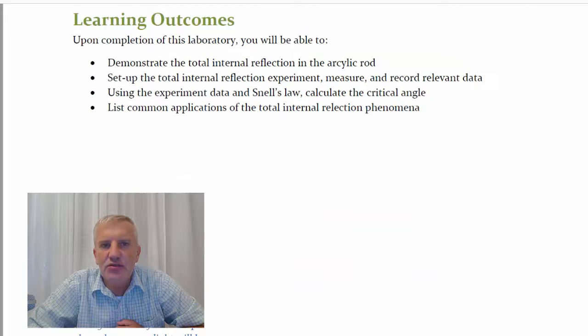So the goal of this lab is to observe the total internal reflection in an acrylic rod. We are going to use an acrylic rod, which is our expanded imitation of the optical fiber. We are going to demonstrate the total internal reflection effect in the acrylic rod. We are going to set up the experiment, measure angles and record relevant data, and then use the experiment data and Snell's law to calculate the critical angle. And finally, you're going to give some thought to the applications of total internal reflection in addition to the most important application, which is optical fibers.